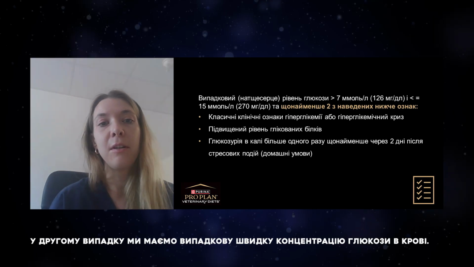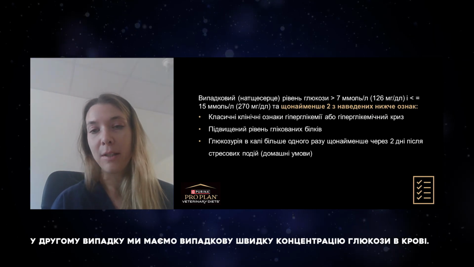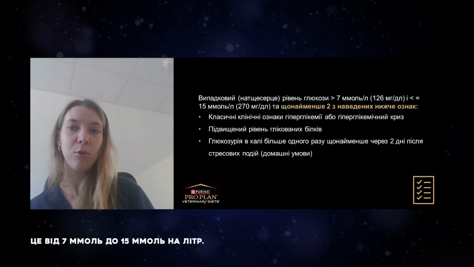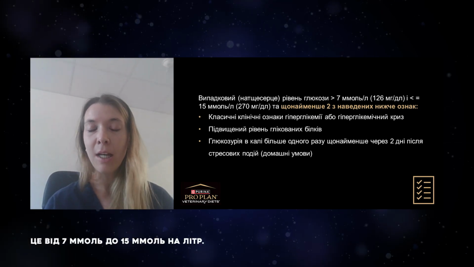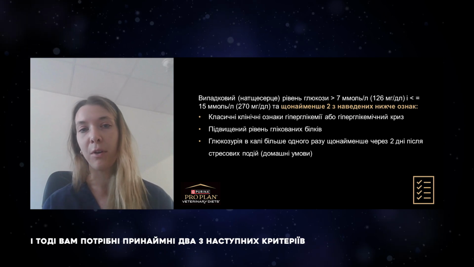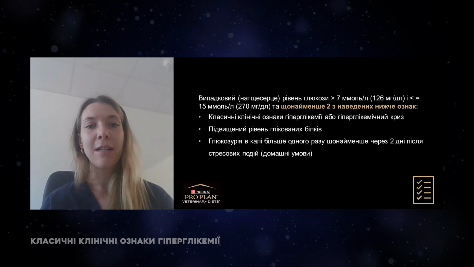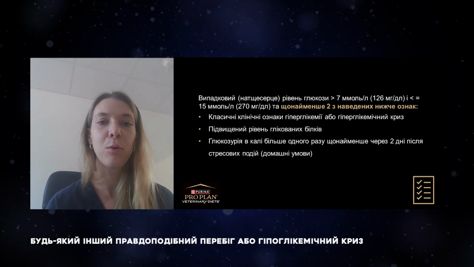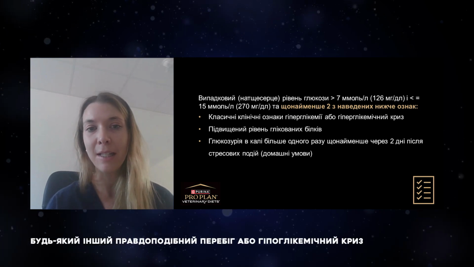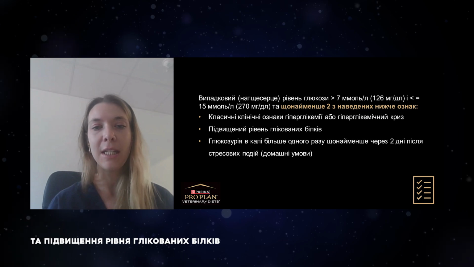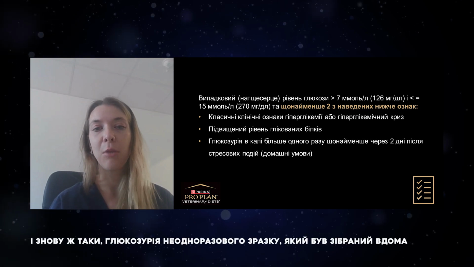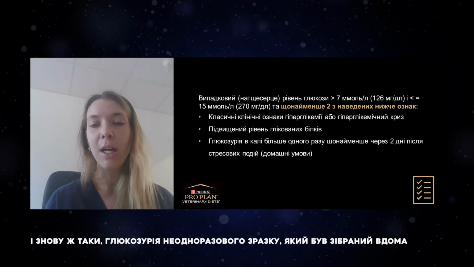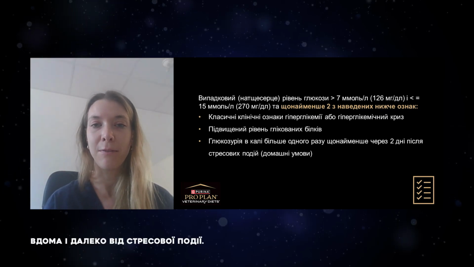Second case of figure: we have a random, fasted or unfasted, blood glucose concentration that's between 7 millimole and 15 millimole per liter. And then you want at least two of the following criteria: the classic clinical signs of hyperglycemia without any other plausible cause or hyperglycemic crisis, an increase in glycated proteins, and again, glucosuria on more than one occasion on a sample that has been collected at home, far away from a stressful event.